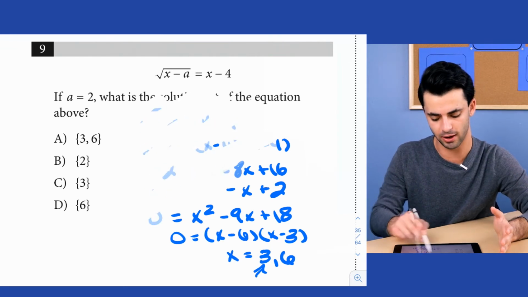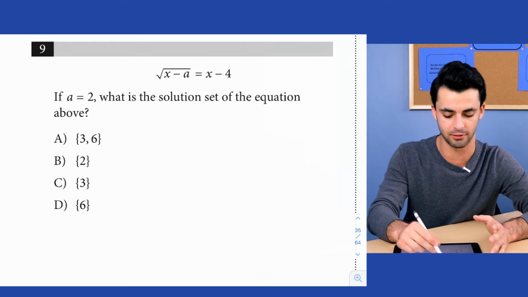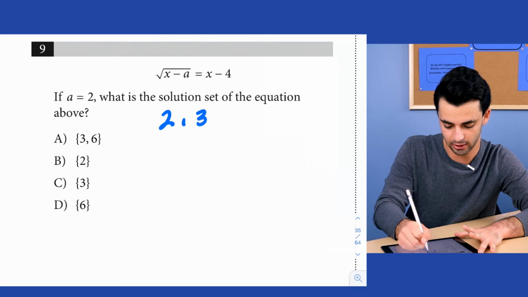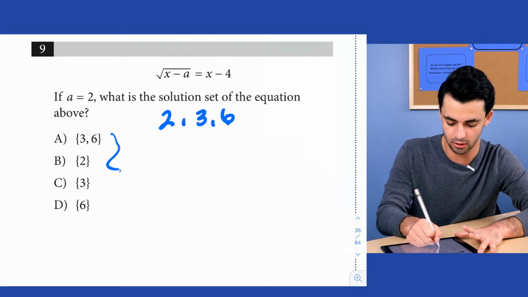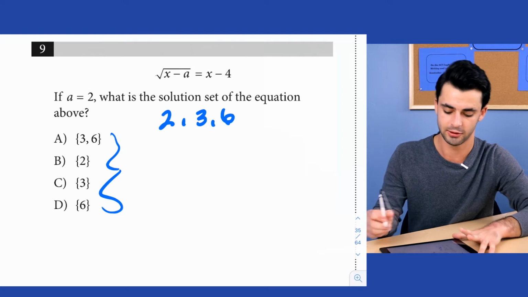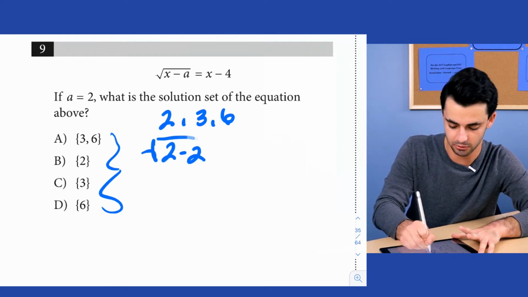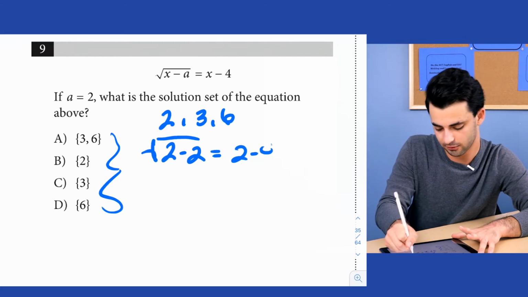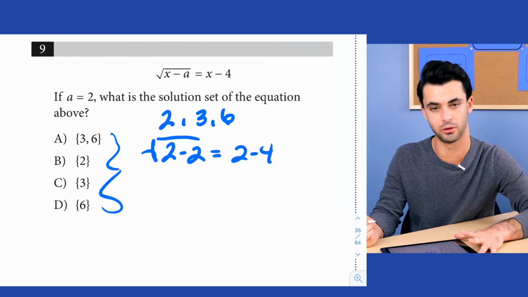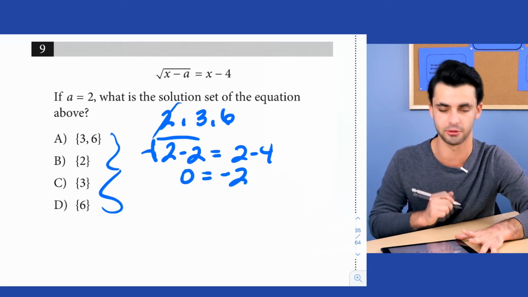So I'm going to go ahead and erase all this work we just did and actually approach this problem in a different way. All I want to do is actually plug in 2, 3, and 6 because those are the possible solutions in my answer choices, and see which ones work. So going ahead and plugging in 2, we have the square root of 2 minus 2 equals 2 minus 4. And looking at the left-hand side, 2 minus 2 is 0. The square root of 0 is 0. Does that equal negative 2? No, so 2 is not a solution here.